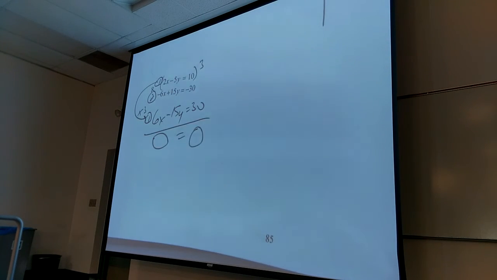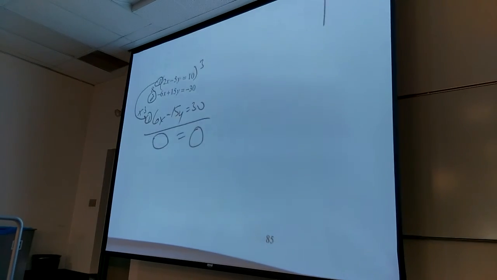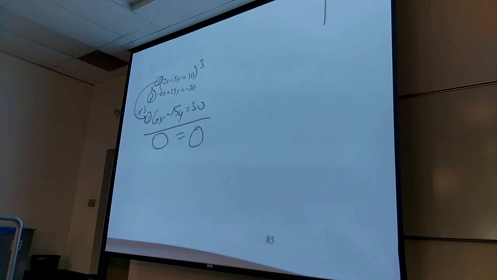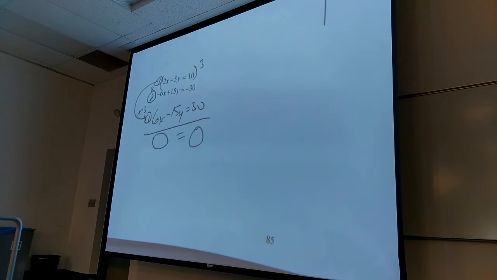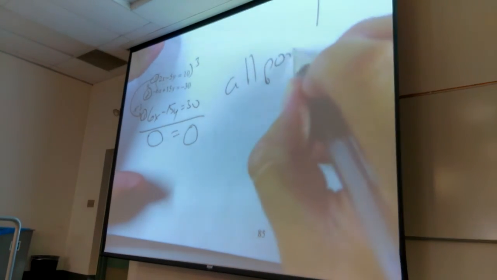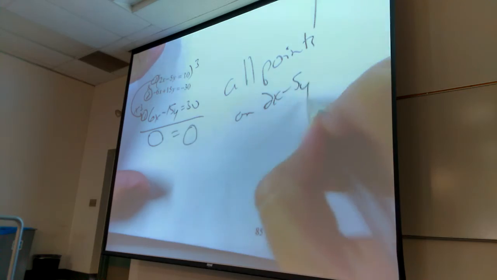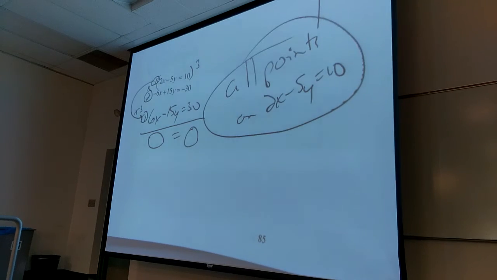Anyone remember the correct way to say what those solutions are? It can't be all real numbers because the answer has to be points. No. I really want you to understand. The answer to a system of equations is a point or points. They're all the points that lie on that line. Because where do the points meet? On the line. So the answer to this is all points on 2x minus 5y equals 10. Because when you get 0 equals 0, that means they are actually the same equation.